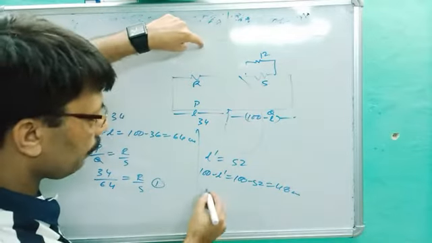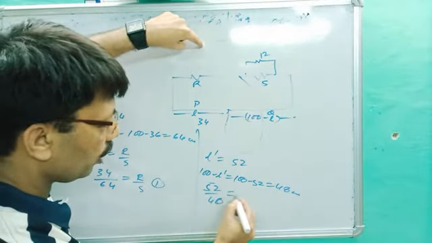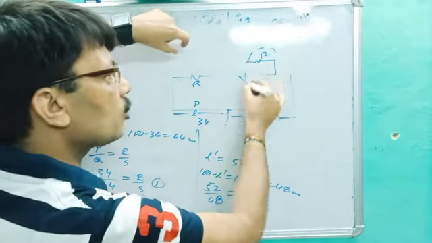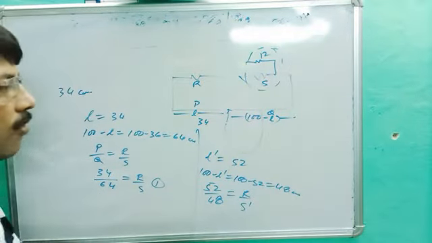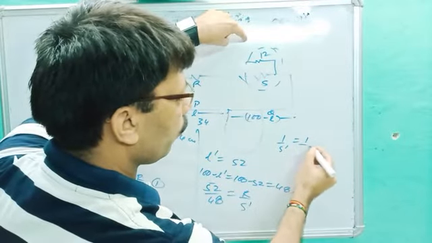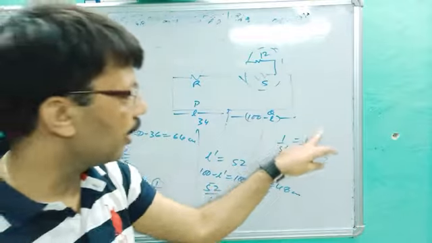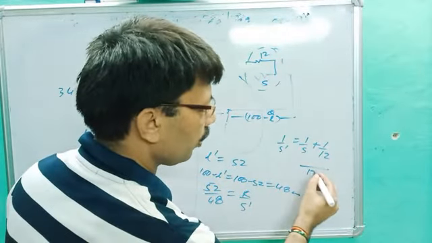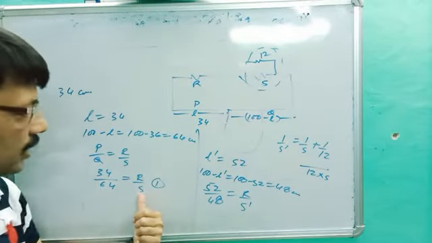So what do we get here? P upon Q, 52 upon 48, is equal to R upon S, not S, because it is the combination of resistances in parallel. Let's suppose this is S dash. Now find the value of S dash. How can we find it? 1 upon S dash is equal to 1 upon S plus 1 upon 12, the parallel combination 1 upon R1 plus 1 upon R2. Keep in mind, the LCM is 12 into S. Our aim here is S dash; where earlier it was S, it becomes S dash.